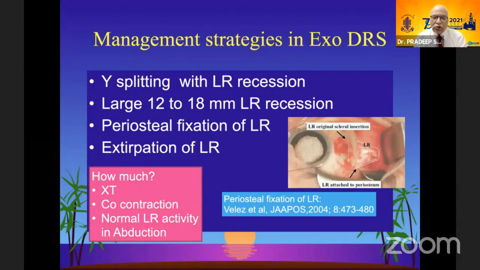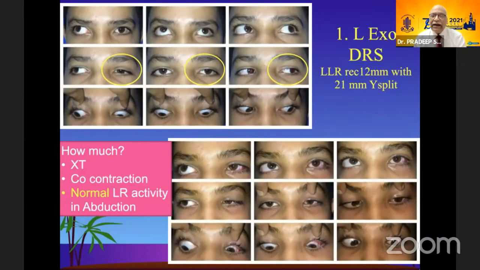How much and what you should do depends upon the preoperative exotropia, the co-contraction that you see as seen by the upshoots and downshoots, and the normal LR activity during abduction. Now this example shows you a case where you have an LR activity. The abduction is still coming. The Exo-DRS is there. And in such a case, you would not like to sacrifice the lateral rectus by doing a periosteal fixation. So you would do a lateral rectus recession 12 millimeters or more as required by the Exo, and do a Y-split of 21 millimeters. And this one muscle surgery will suffice for most of the cases of Exo-DRS of this kind.